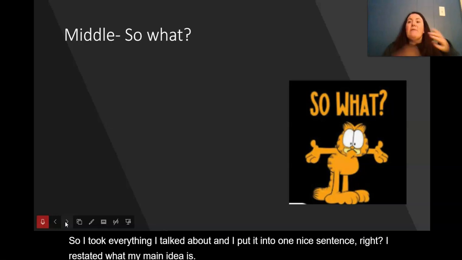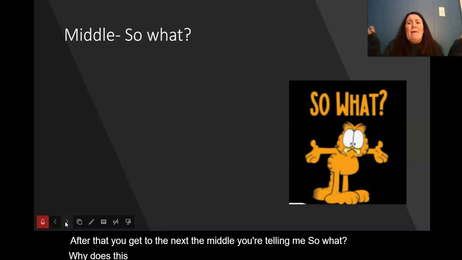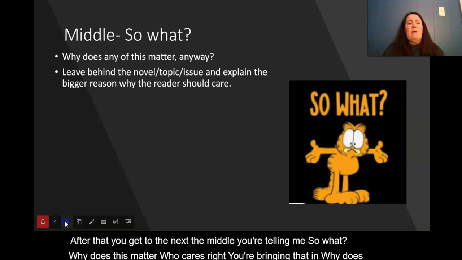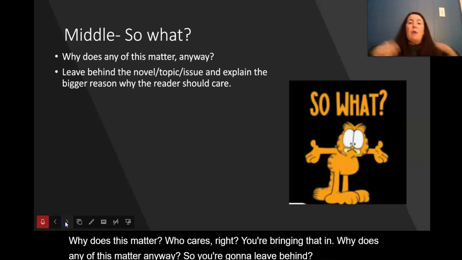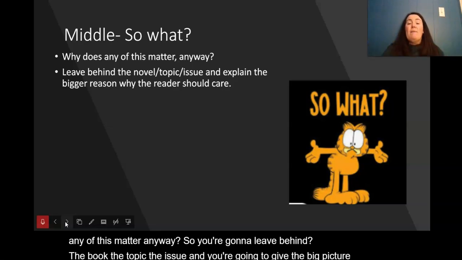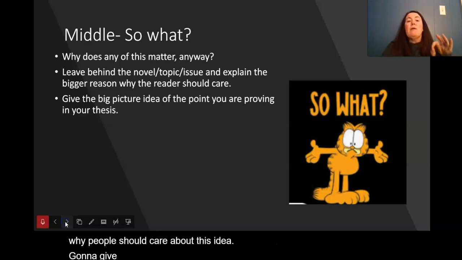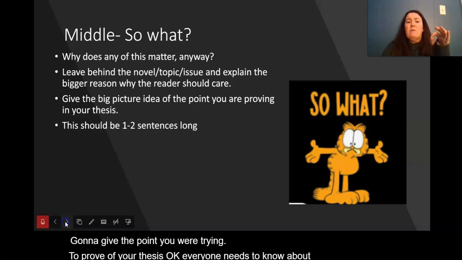After that, you get to the middle. You're telling me, so what? Why does this matter? Who cares, right? You're bringing that in. Why does any of this matter anyway? So you're going to leave behind the book, the topic, the issue, and you're going to give the big picture idea of why people should care about this idea. You're going to give the point you are trying to prove with your thesis. Like, okay, everyone needs to know about this. It should be 1 to 2 sentences long.